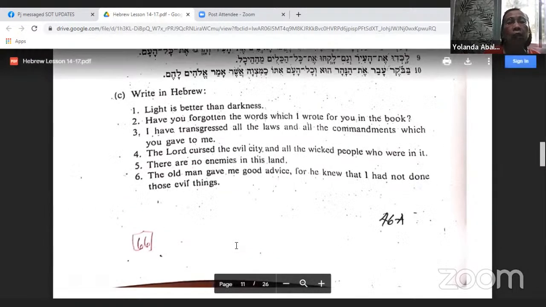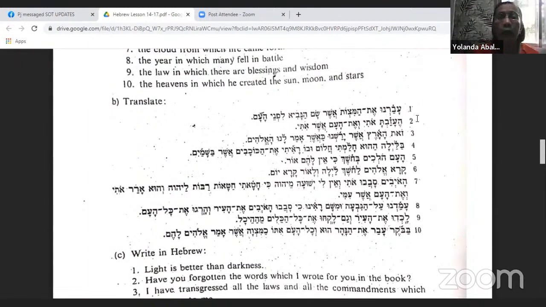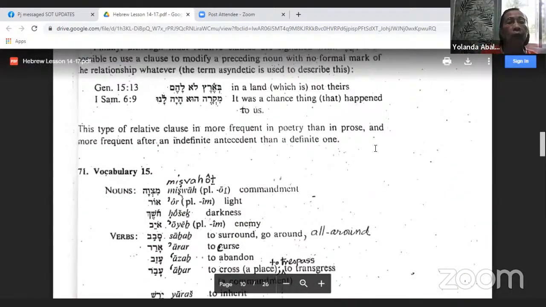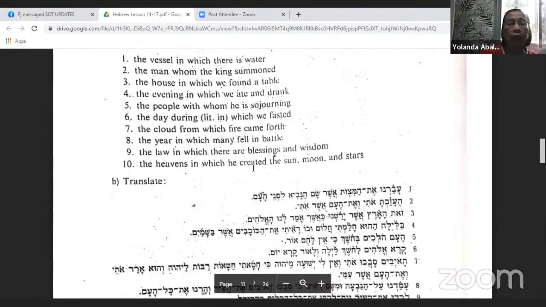Ito tayo ngayon sa the Hebrew calligraphies. Meron tayo? Abarno. Katatapos nyo lang na pag-aralan ang bar. Ano na uli ang bar? Review. Bar. To cross. Okay.